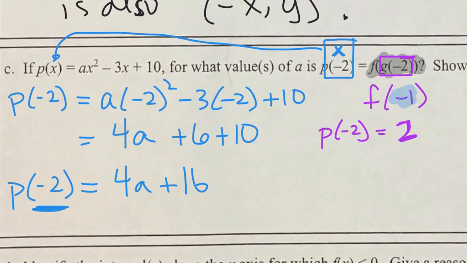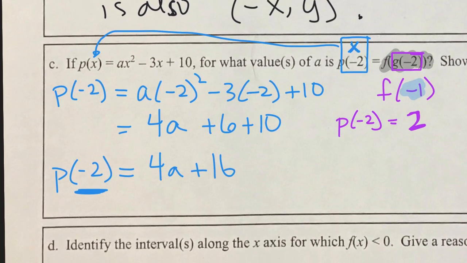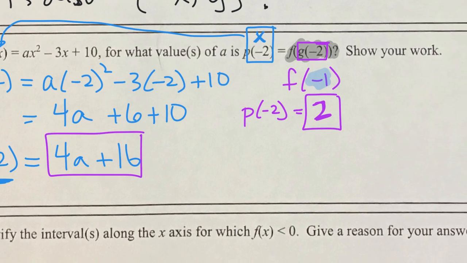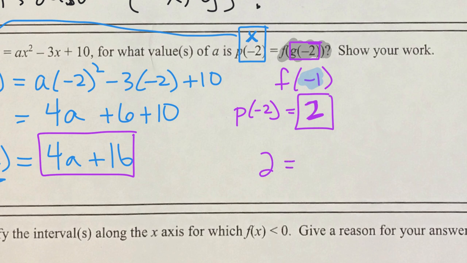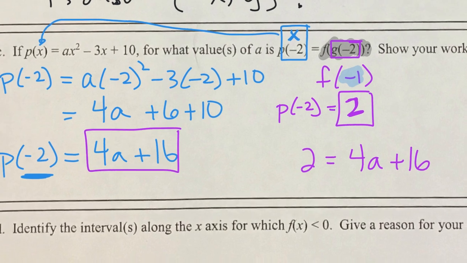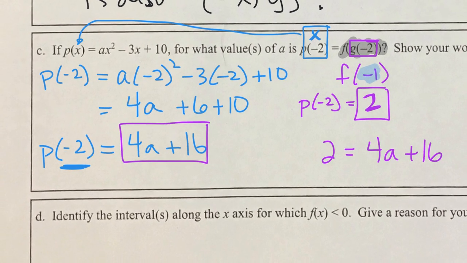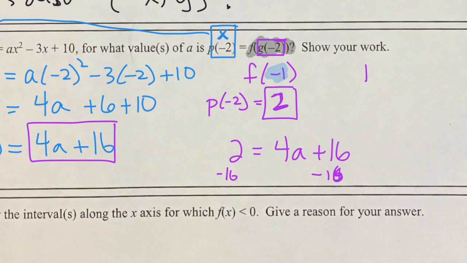So now that I have an equation for p of -2 and I have a number for p of -2, I can set these things equal and solve. The numerical value has to equal the equation. The numerical value when x is -2 equals the equation when x is -2. And we solve this, of course. We subtract 16 from both sides, and we get -14 equals 4a. Divide both sides by 4.